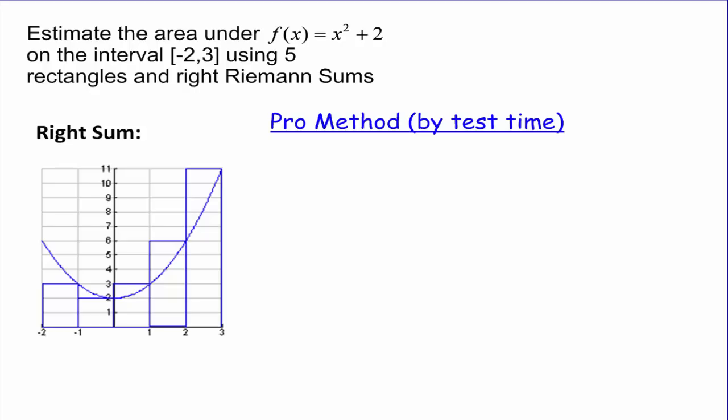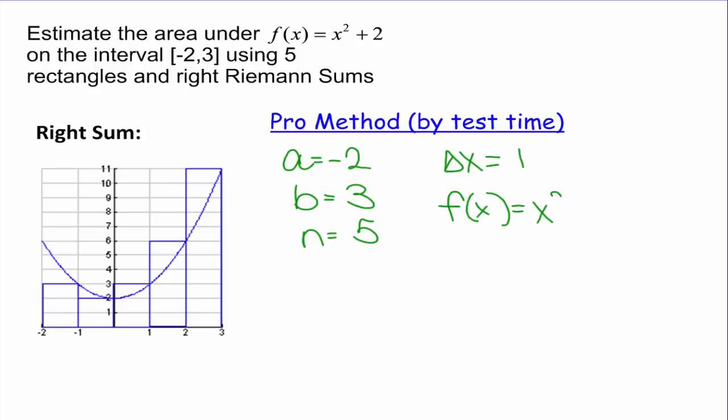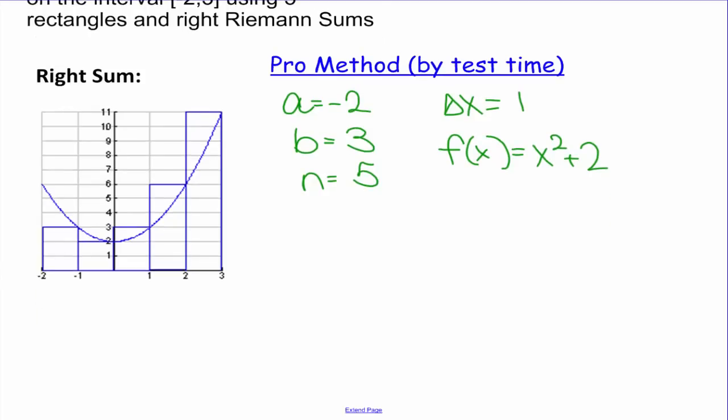Well, all the beginning stuff is still the same. A is still -2, B is still 3, n is still 5, delta x is still 1, and f of x is still x squared plus 2. And now we're going to find all the same things we just found in the chart. So we know k, it's just going to be k. The next thing we need to find is x sub k star. And the formula, since we're doing right, is still a plus k delta x. And now let's plug in stuff for that.